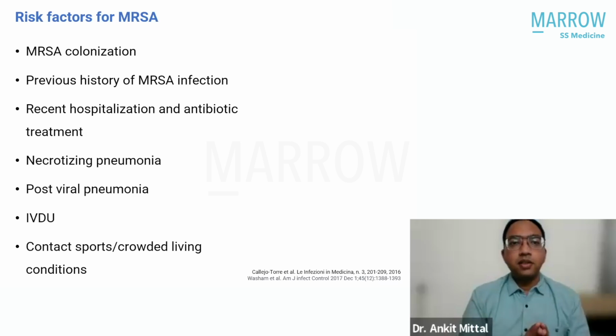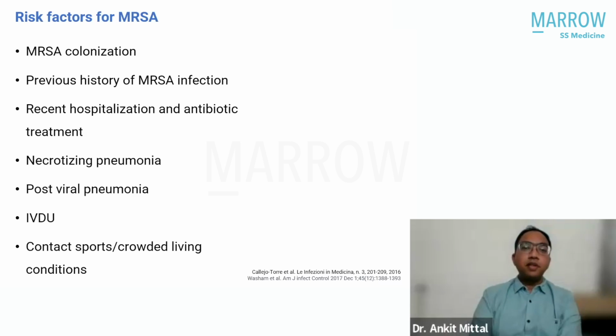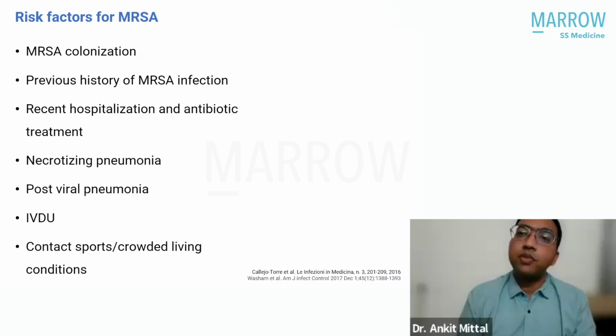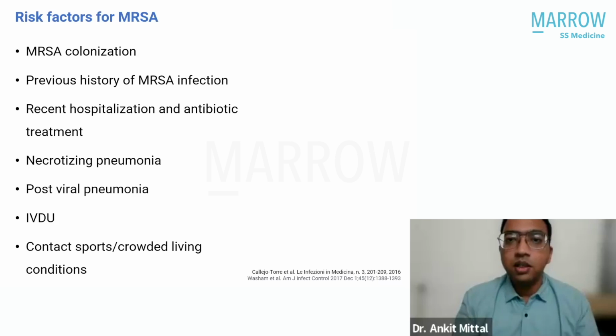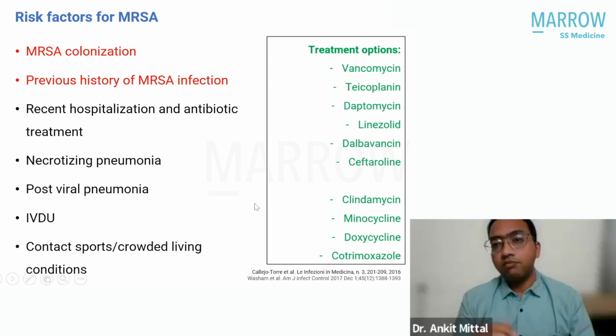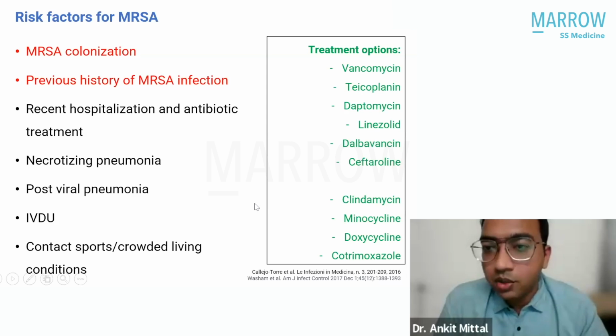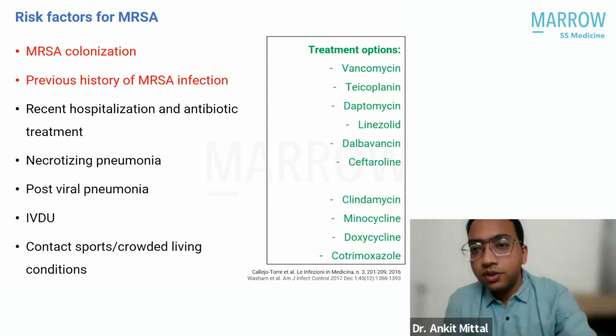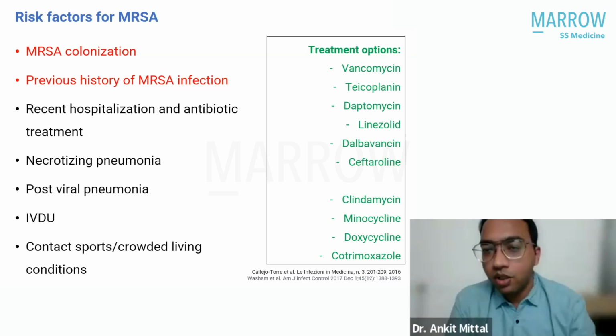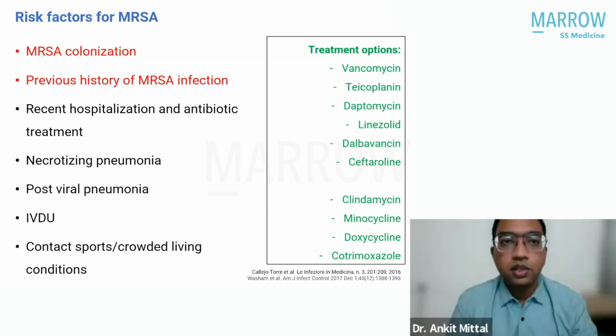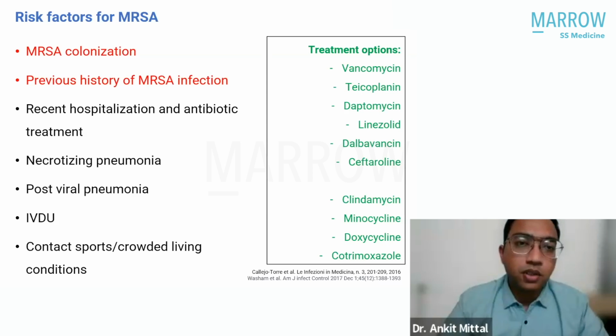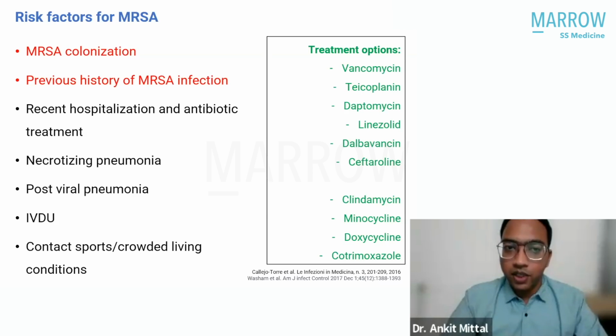So if you have risk factors for Staph aureus, it depends now if you're thinking of Staph aureus from the community or from the hospital. What are the possible treatment choices that you have? These are the treatment options that you have available. Now, the first few ones are mostly for hospital-acquired MRSA infections, and the last four are usually for community-acquired MRSA infections.